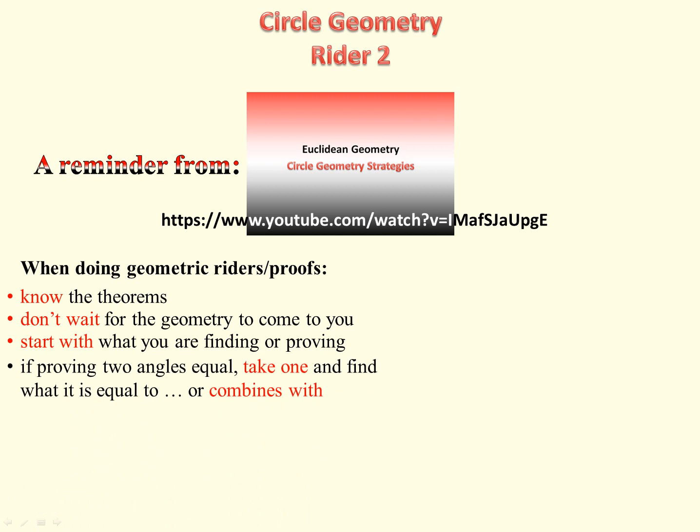If proving two angles equal, take one and find what it is equal to or what it combines with. Then compare it to the other. And if proving something about lines or shapes, ask, well, what if this is so? What if these lines are parallel? What if this is a cyclic quadrilateral?